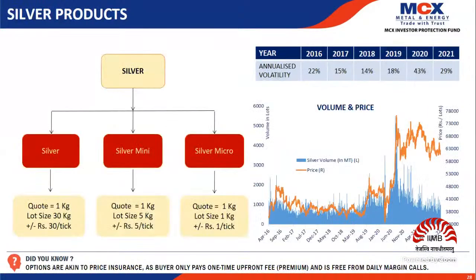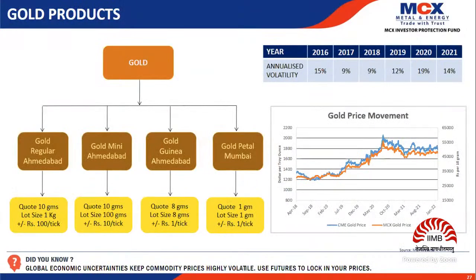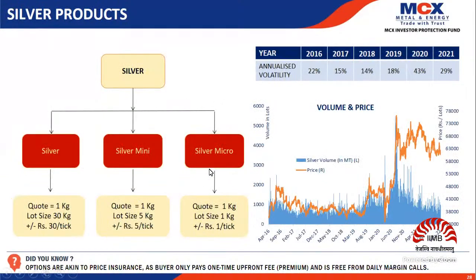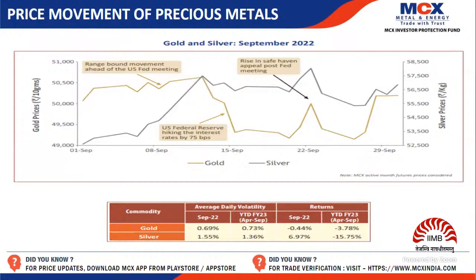Gold Petal is also deliverable. That is 1 gram of gold, and that is also deliverable. Next there is silver. Silver is a 30 kg contract. Next, Silver Mini is a 5 kg contract, and Silver Micro is a 1 kg contract. I'll show you the contract specification also in the next slide.